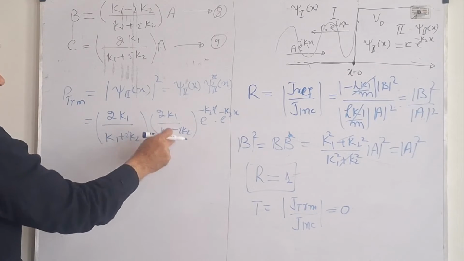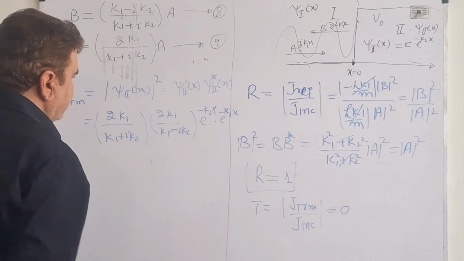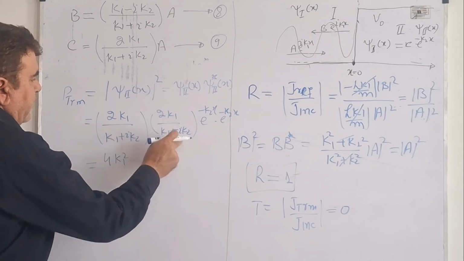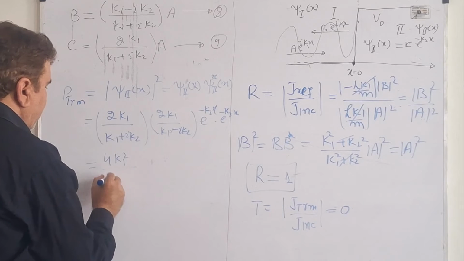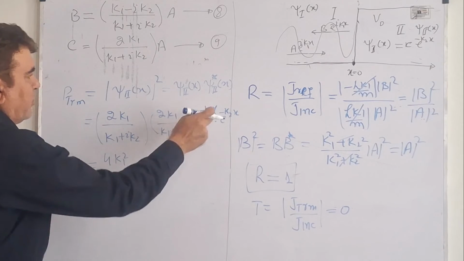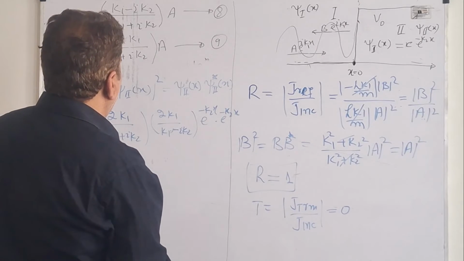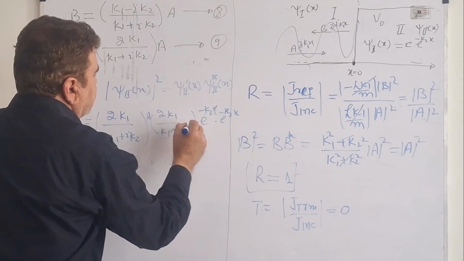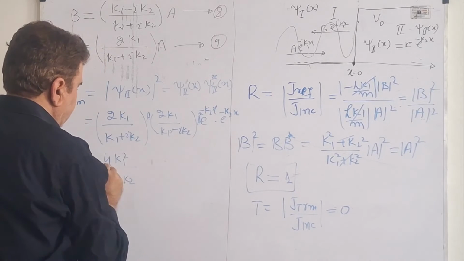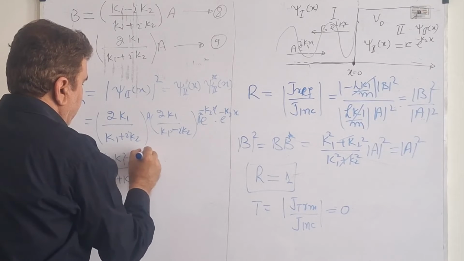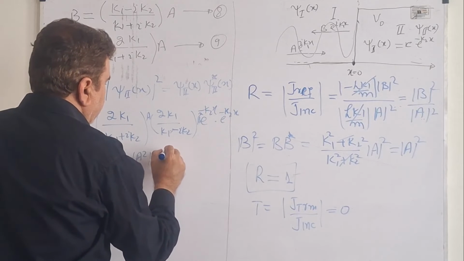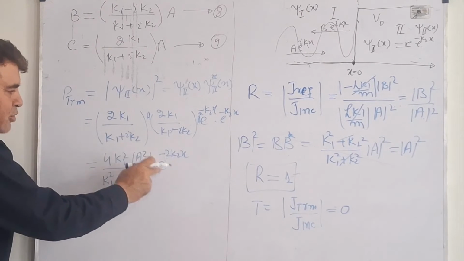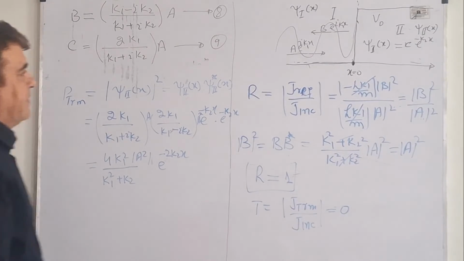So that's why I'm multiplying this and this. This is real, so the sign is not changing. And this gives me 4 k1 squared, and the mod of this gives me k1 squared plus k2 squared. And I missed one more thing, because this is A, so I have an A at this position and A star at this position. That makes this equal to mod A squared exponent minus 2 k2 x. This is the probability density of the particle in the second region.